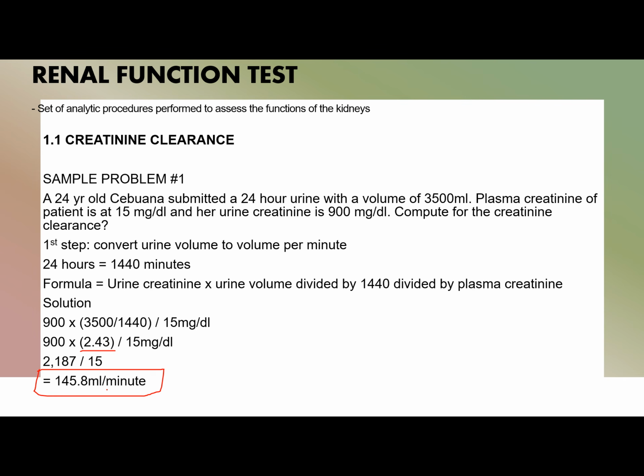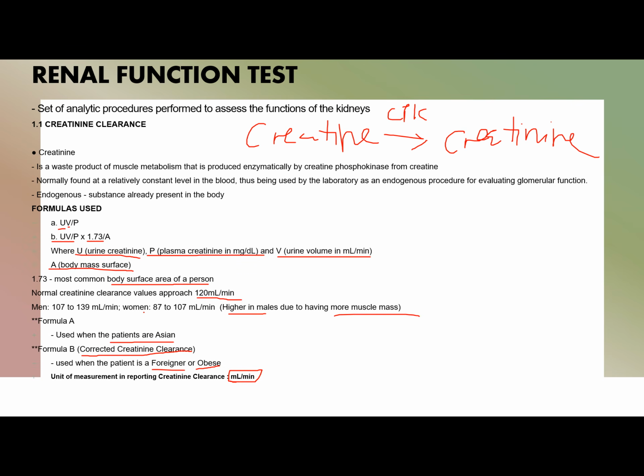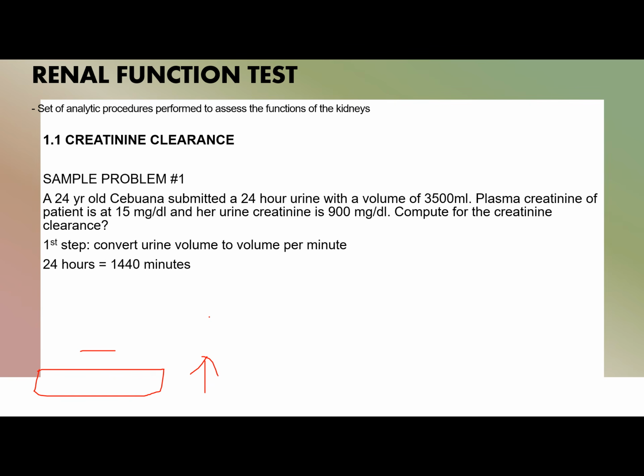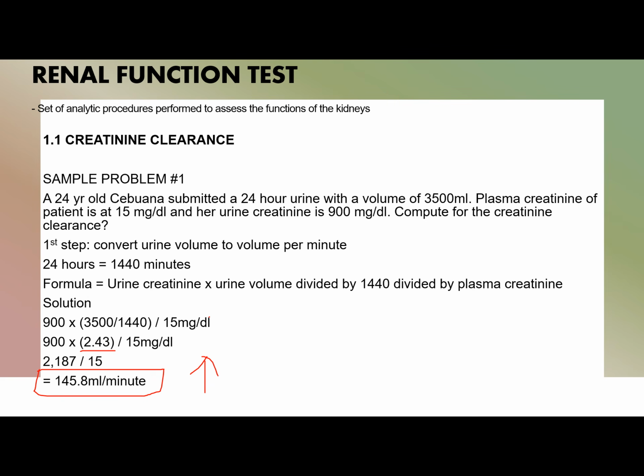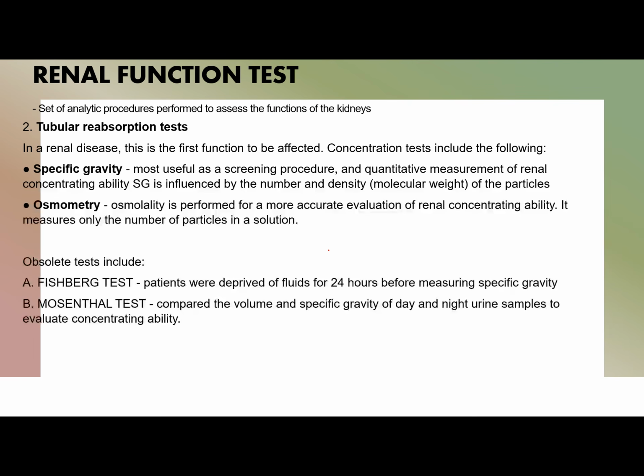So, ayan siya. That's the creatinine. And in this case, mataas to class for a female. Kasi di ba nga ang normal value ng creatinine clearance niya for women is 87 to 107. So that's the formula for creatinine clearance. Let's continue. Now, we also have to consider tubular reabsorption tests.